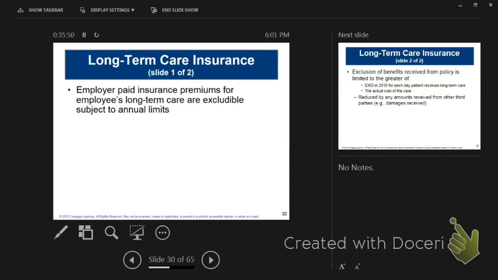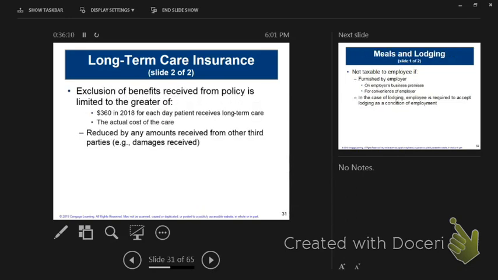Okay. Employer-paid insurance premiums for long-term care are excluded, subject to limitations. So if your employer pays for annual insurance premiums for long-term care, they are excluded, meaning you don't have to include that as income. I don't know a lot of places that do that, but if they do.